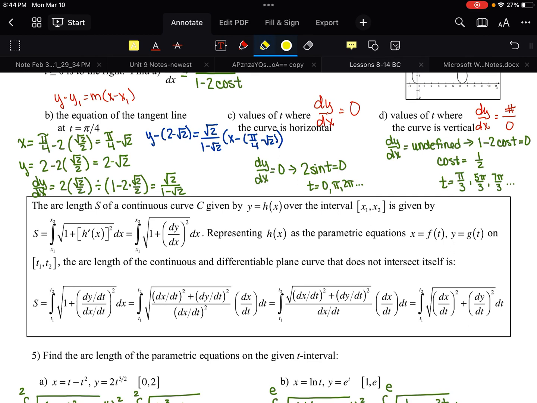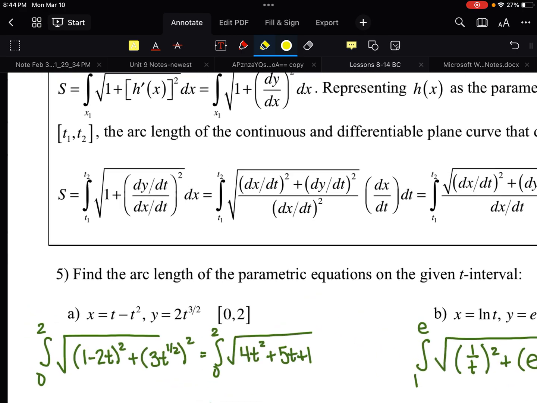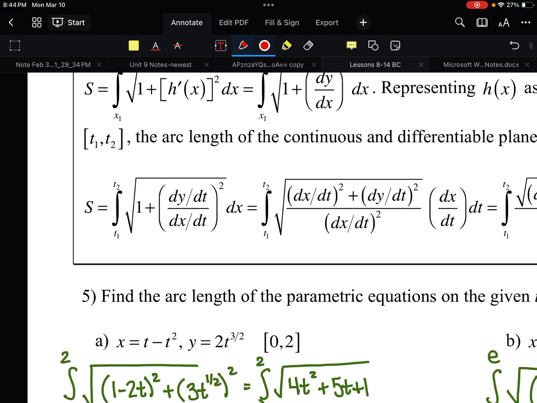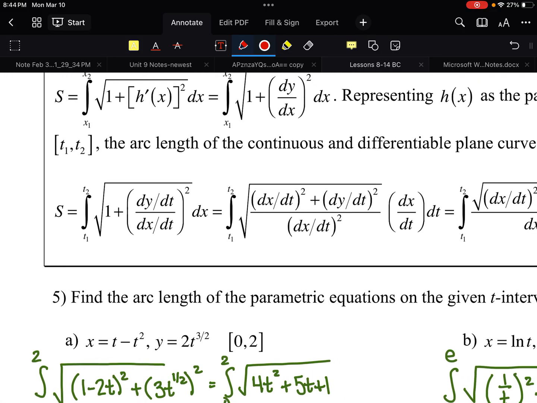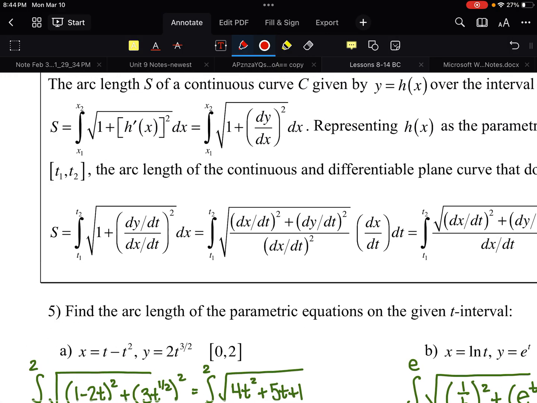Okay, so to finish up parametrics, we need to talk about arc length. Arc length in the last unit, when we were just dealing with functions, was the integral from endpoint to endpoint of the square root of 1 plus the derivative squared. So it still is, even for parametric, except we can rewrite it a little bit.